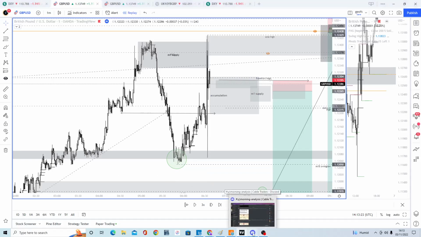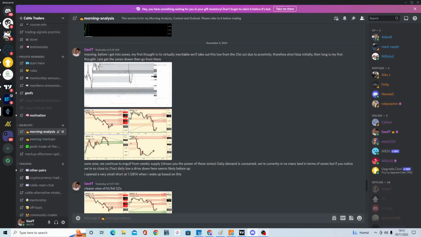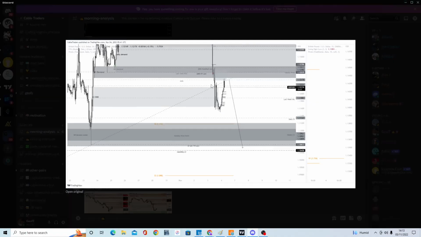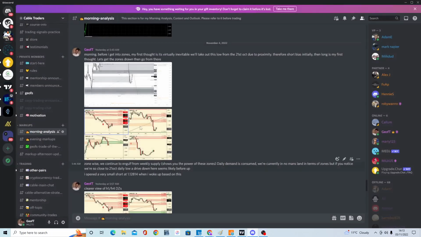Now, digging into market context, this is the morning analysis. I pointed out that it was virtually inevitable that we would take out the 21st of October Friday low. Why is that? Because there's a lot of liquidity below here. The market's trending down, and I think it was very likely that we would have a short bias because of this liquidity and also what becomes yesterday's low. Okay, so that gave me a short bias.